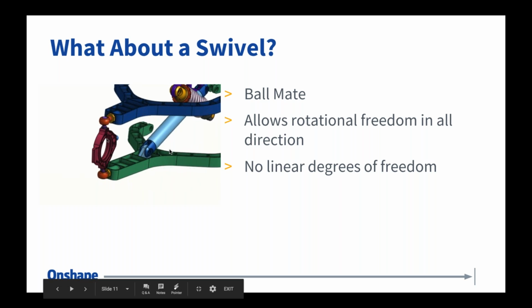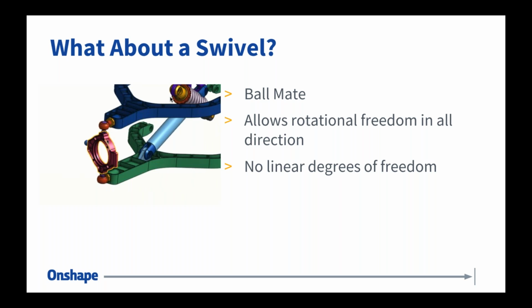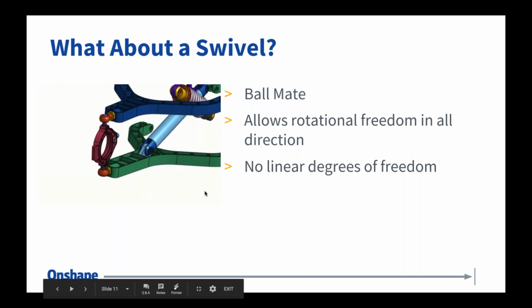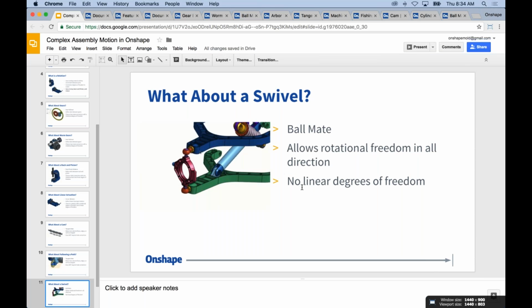Now, a front end of a car is a good example of a ball mate where you mount the spindle and it has to pivot in multiple directions to steer and bump and so on. But another example would be a pneumatic cylinder with a pivot eye, where you may have linear movement, but it may be in multiple different directions.